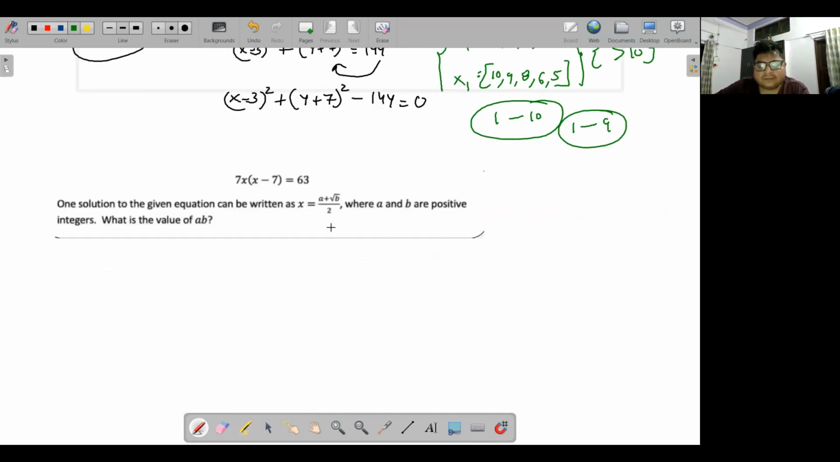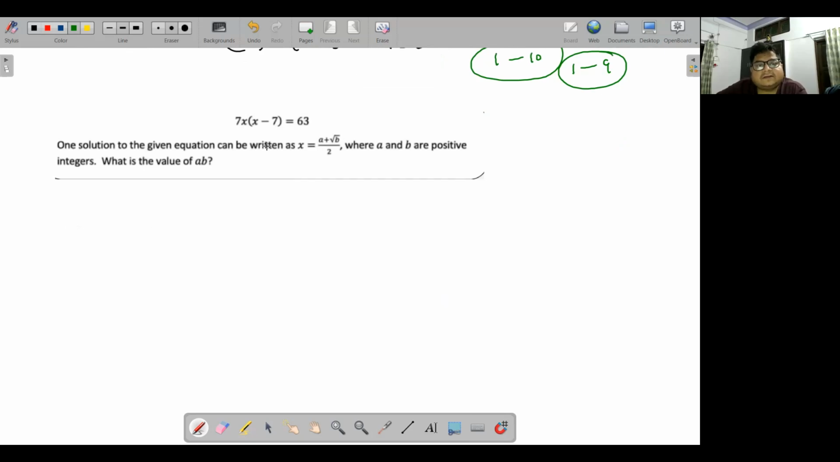Okay, moving to the next one. 7x(x - 7) = 63. One solution to the given equation can be written as x = (a + √b)/2. A and b are positive integers. What is the value of a and b?